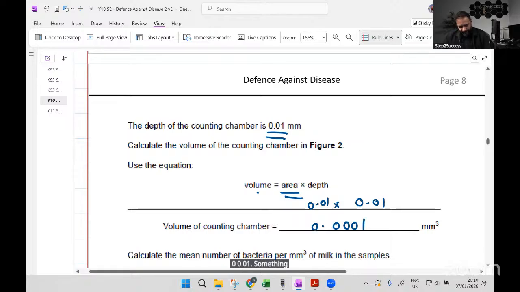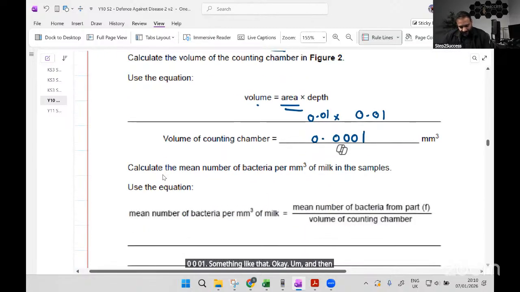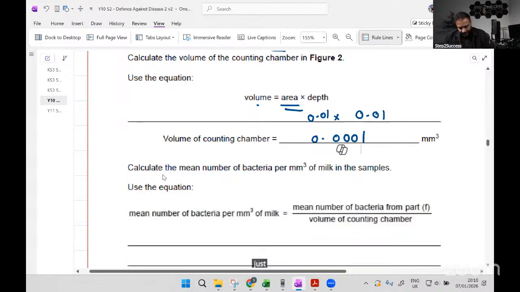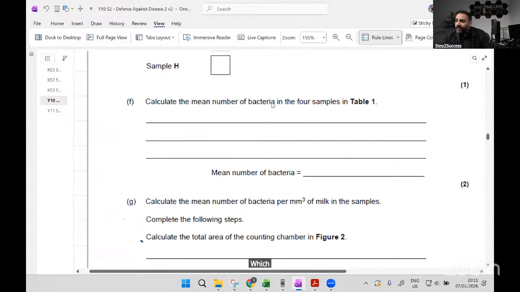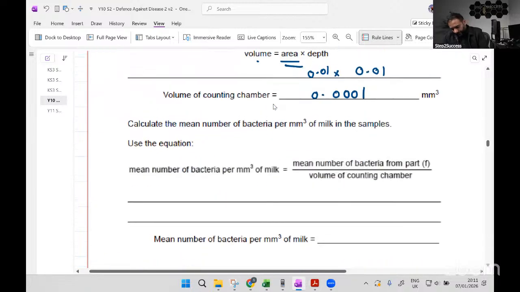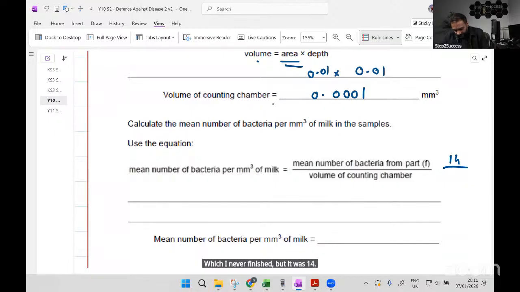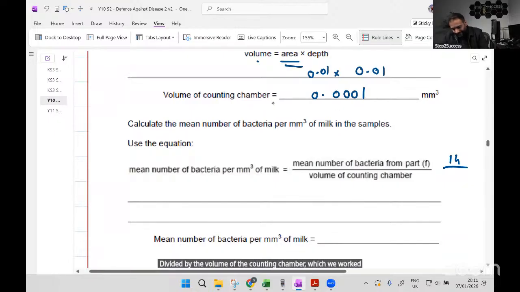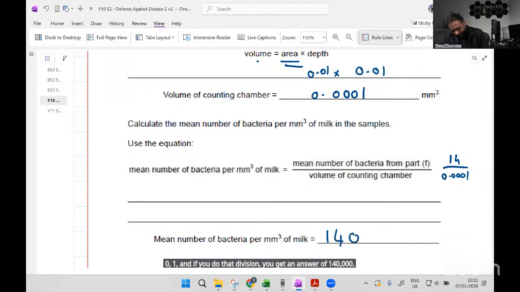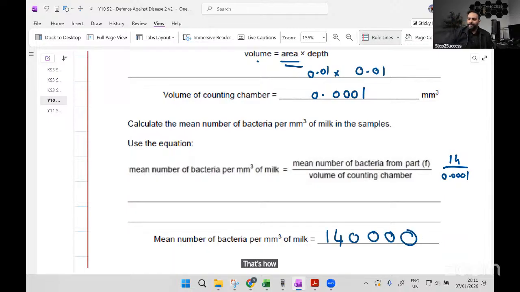Okay. And then calculate the mean number of bacteria per millimeter cubed of milk in the samples. Just use this equation. It says the mean number of bacteria from part F, which I never finished, but it was 14, divided by the volume of the counting chamber, which we worked out as being 0.0001. If you do that division, you get an answer of 140,000. That's how you would do that question.